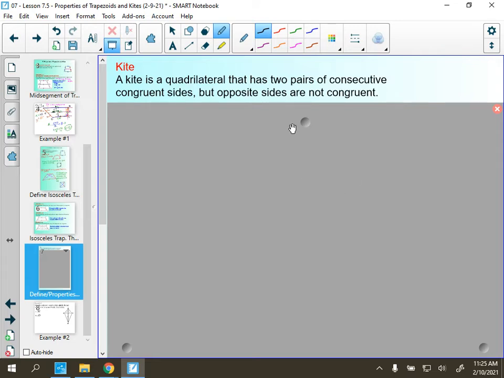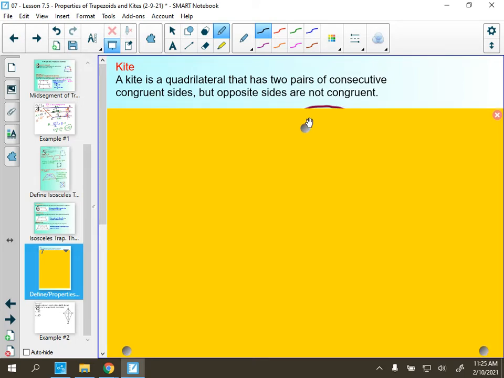Last one we've got here is what's called a kite. Okay. I know you've probably flown a kite. It takes on that same shape. It's a quadrilateral, a little bit longer of a definition here, that has two pairs of consecutive congruent sides. And I like this part because I think it makes it stand out that opposite sides are not congruent.